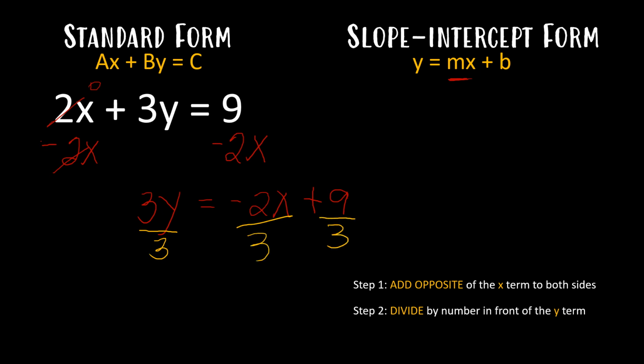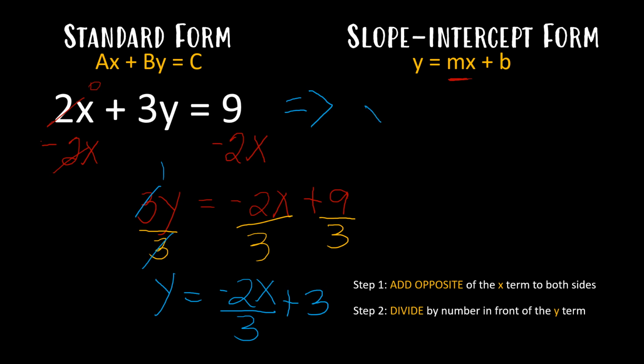So, there you go. So, 3 divided by 3. So, that will be 1. So, therefore, here, y na lang siya. And then, negative 2 divided by 3. So, hindi na siya pwede. So, copy na lang natin. Negative 2x over 3. And then, 9 divided by 3 is positive 3. So, that's it. So, yung standard form na 2x plus 3y equals 9, sa slope-intercept siya ay y equals negative 2x over 3 plus 3. So, ganun lang.